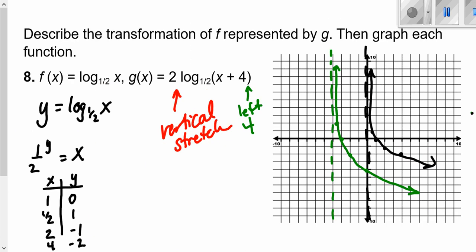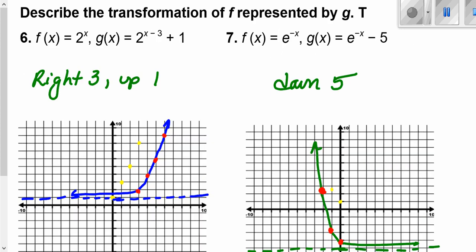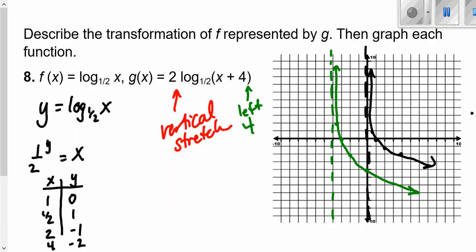Now you notice that I tried to help my poor drawing ability by drawing in my vertical asymptotes. So just as exponential growth and decay back here had horizontal asymptotes, a log curve, because it is the inverse, has a vertical asymptote. I don't know how much your teacher has talked about that yet, but that is the case, okay? So they're reflections of each other.